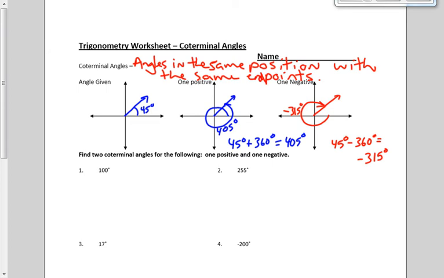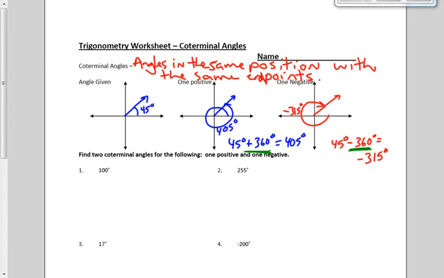If you look at the commonalities here, for our positive angle, I'm going to add 360 to get back to the same position. And for my negative angle, I'm going to subtract 360 from the degree in order to get back to that same exact position. So I have to go around the circle, I'm just going around in a different way. Adding 360 is going to go counterclockwise, and subtracting 360 is going to go clockwise.